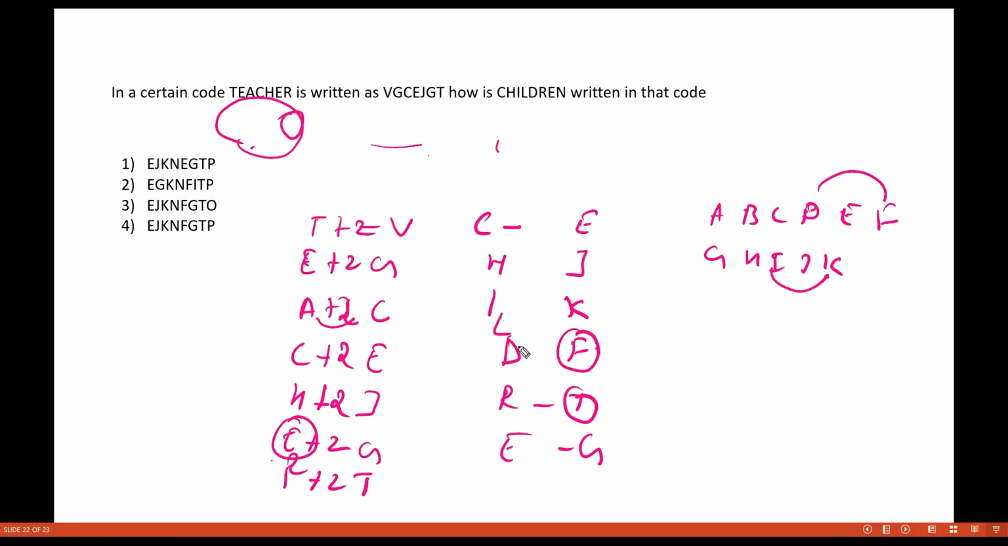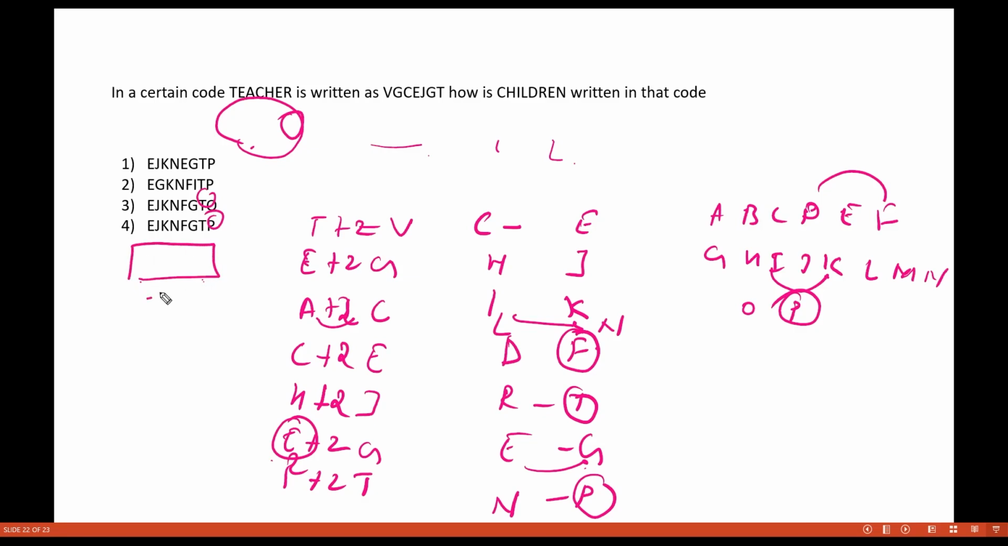So L we left it out. Now what will L be written as? E, F, G, H, I, J, K, L, M, N. So L will be written as N. E will be written as G. And N will be written as P. So in these three options we have P. Fine. E will be written as what? So E should be written as G.